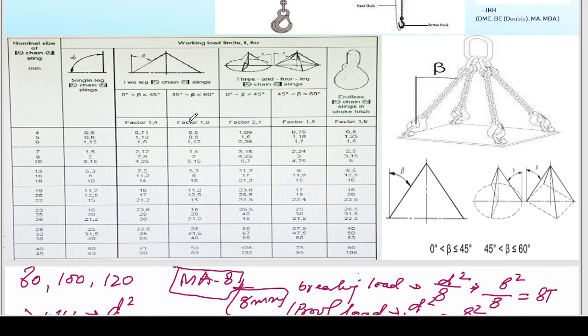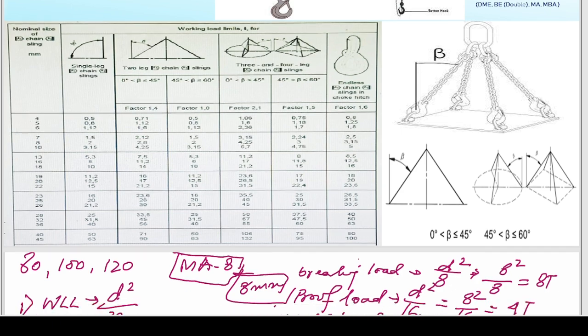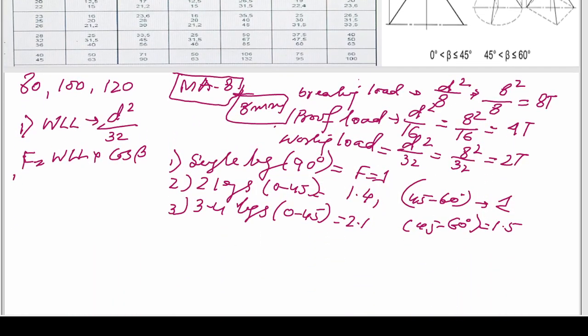In the chart you can see how they have managed. This is the dimension of the diameter of the sling, say 8 mm. 2 ton is given. We have already shown the working load, and if its factor is given as 1.4, it comes to 2.8. Similarly 4.2, 3, like this. It will increase as per the chart.